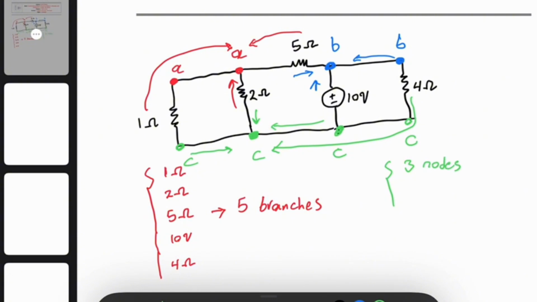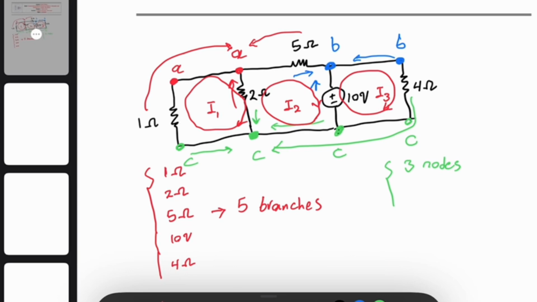Okay, how many independent loops do I have? Independent loops are any closed loops that don't have any elements that show up in another loop. Therefore this is my first independent loop, I can call it I1. This is my second independent loop, I2. And this is my third independent loop, I3.